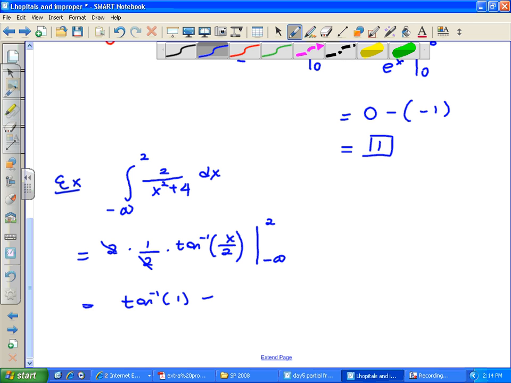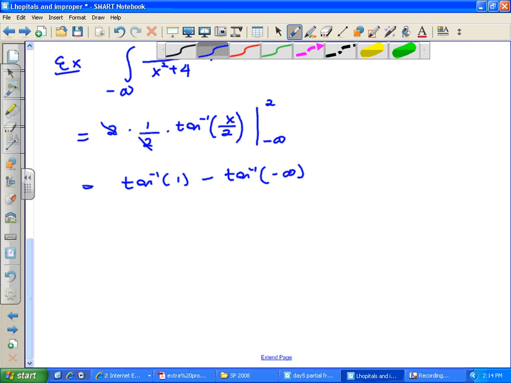Plugging the lower limit of integration, I'll have tangent inverse of negative infinity over 2, but that's still negative infinity, right? An infinite quantity, if you multiply it or divide it by a positive constant, it's still going to keep its infinite identity. Okay, tangent inverse of 1. At which angle is the tangent function equal to 1? At which angle in radians? Pi over 4, as Joshua suggested, pi over 4.